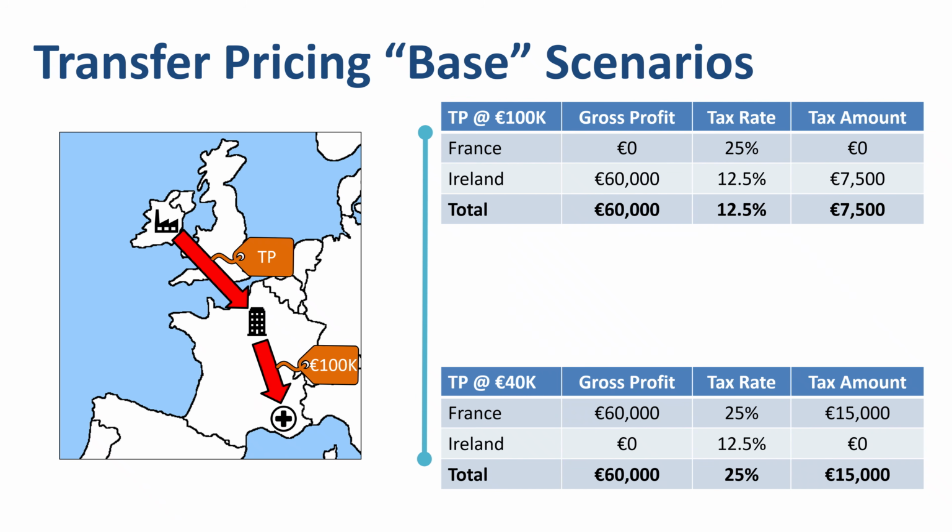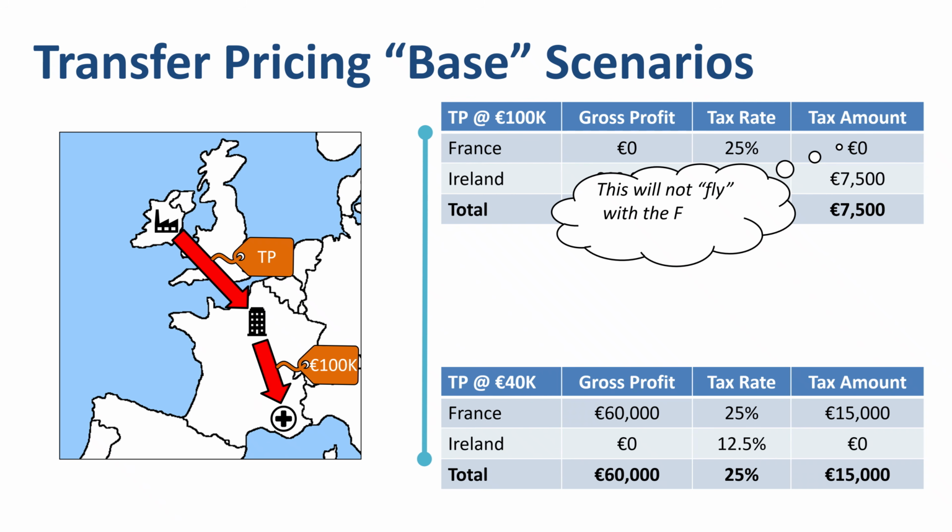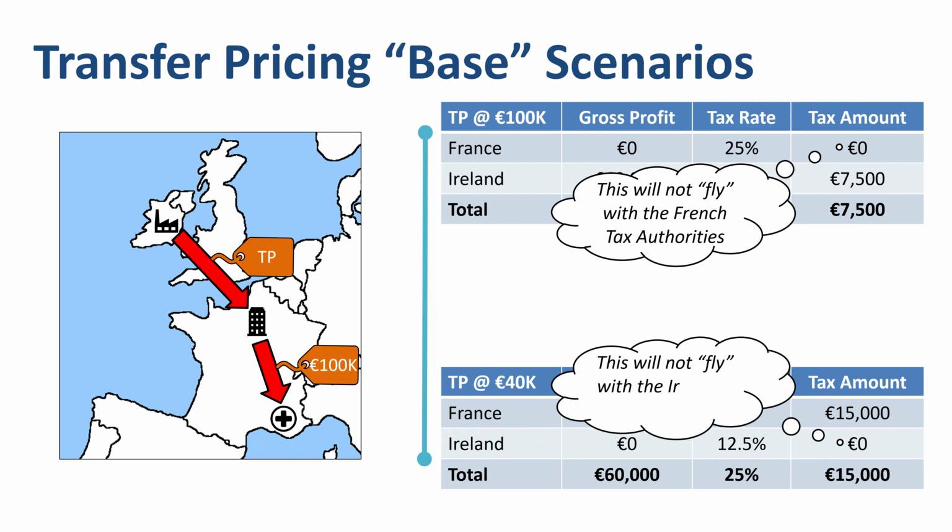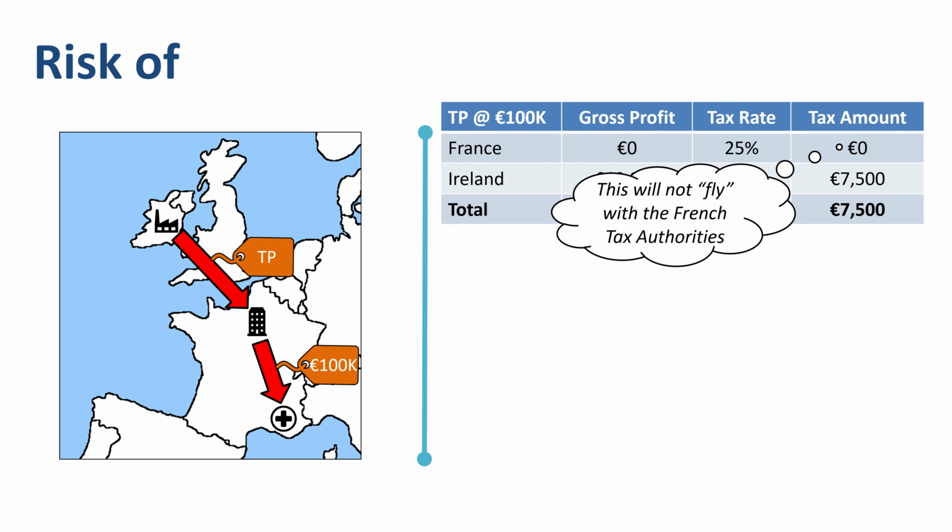What we know for sure is that the 100,000 euros transfer price will not fly with the French tax authorities. And we also know that the 40,000 euros transfer price will not fly with the Irish tax authorities. If the multinational enterprise, against their better judgment, pushes ahead with the 100,000 euros transfer price, they run the risk of double taxation. Here's how that could work.